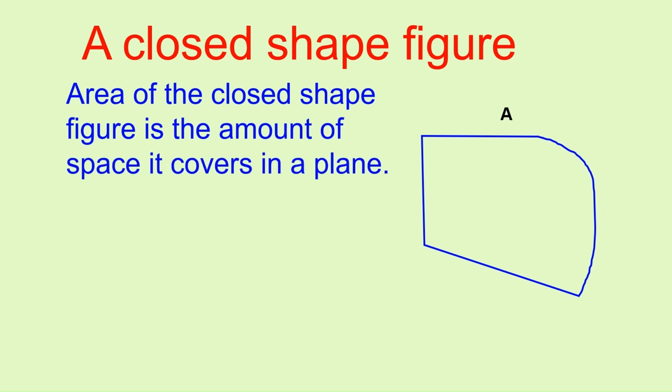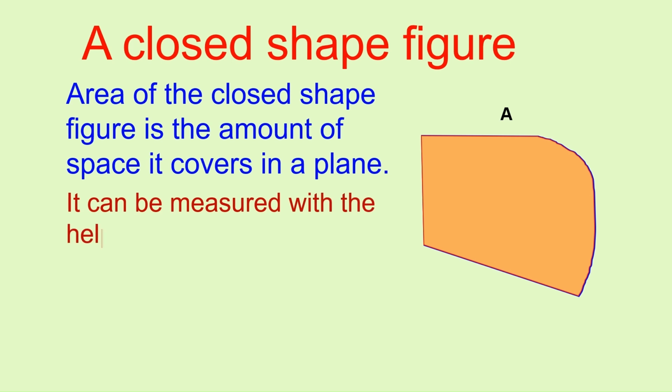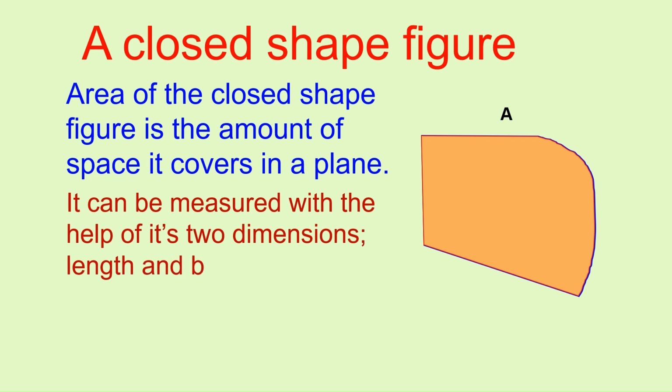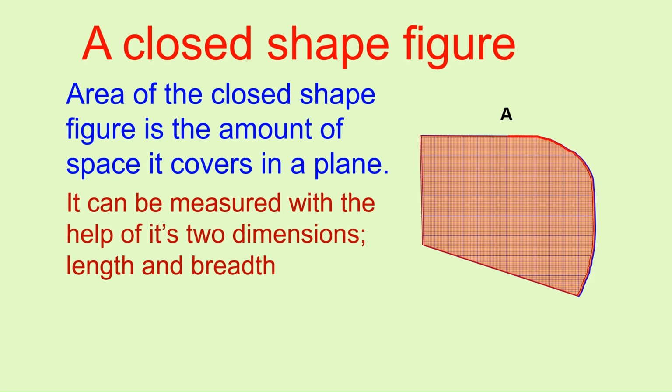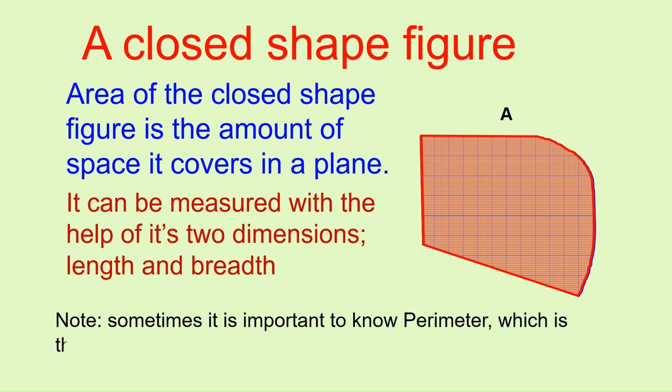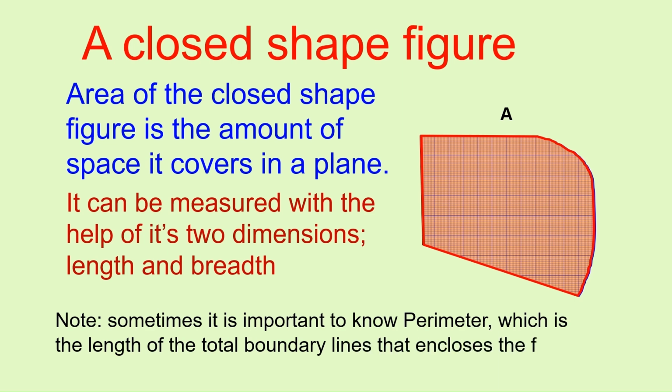Area of a closed-shaped figure is the amount of space it covers in a plane. It can be measured with the help of its two dimensions, length and breadth. Note: to calculate the area, sometimes it is important to know the perimeter of the figure, which is the length of the total boundary lines that enclose the figure.